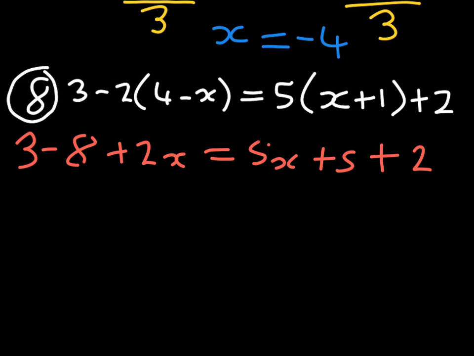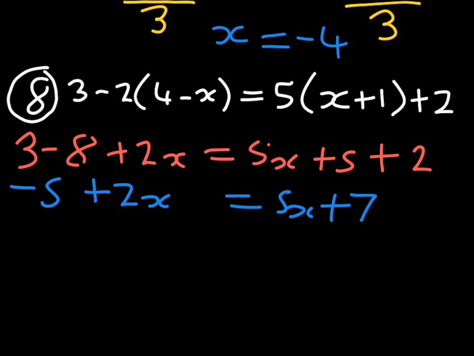So, when we say 3 minus 8, this is going to give us minus 5, and we keep the plus 2x. This then equals, now we add the 5 to the 2, and that will give us 7, and we keep the 5x. This was a positive 7.